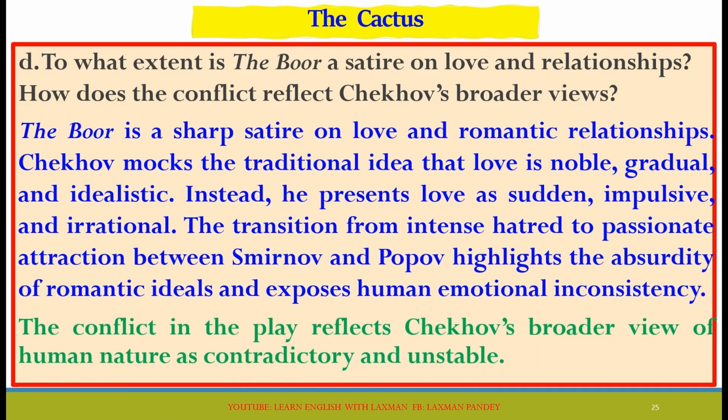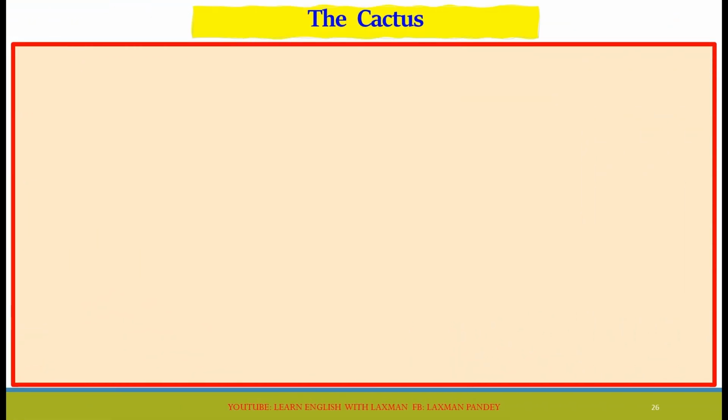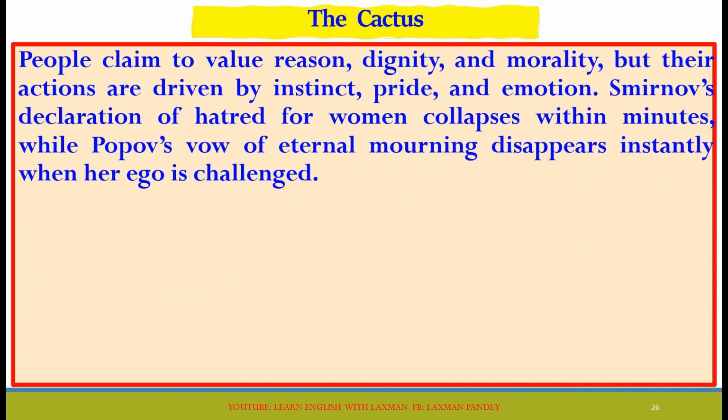The conflict in the play reflects Chekhov's broader view of human nature as contradictory and unstable. People claim to value reason, dignity, and morality, but their actions are driven by instinct, pride, and emotion. Smirnov's declaration of hatred for women collapses within minutes, while Popov's vow of eternal mourning disappears instantly when her ego is challenged.